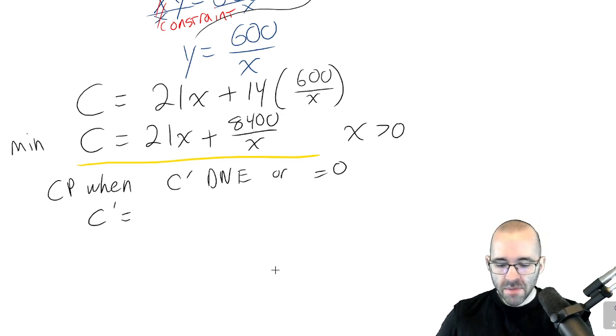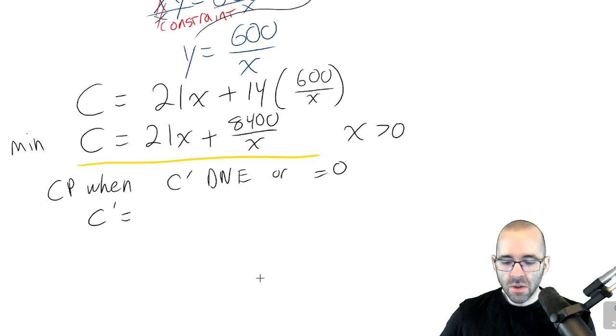So C prime is our derivative. Usually we would write C of x as a function, but if you just want to write C prime like that, that's fine. The derivative of 21x is just 21. Ooh, what's the derivative of this other thing?